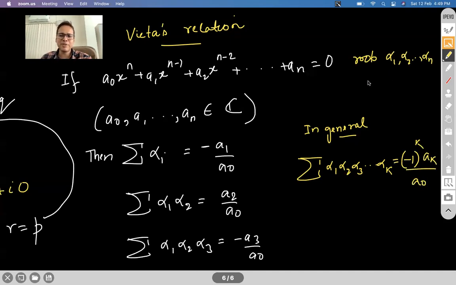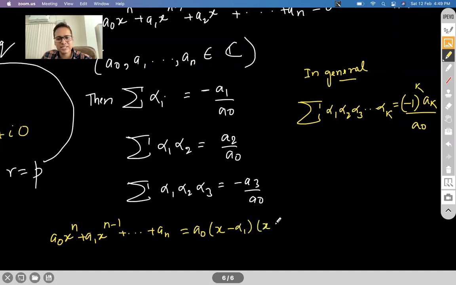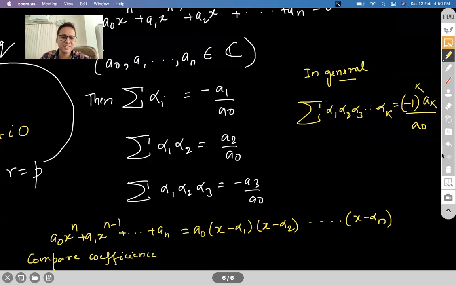Now, this actually comes from a very simple fact that many people ask me, sir, is there any proof for this? The proof is just you writing this expression like this, a0 times x minus alpha 1, x minus alpha 2, up to x minus alpha n, and just compare coefficients of x to the power n minus 1 on both the sides. You will automatically get the first relation. Similarly, if you compare the coefficients of x to the power n minus 2 on both the sides, you'll get the second relation, and so on and so forth.